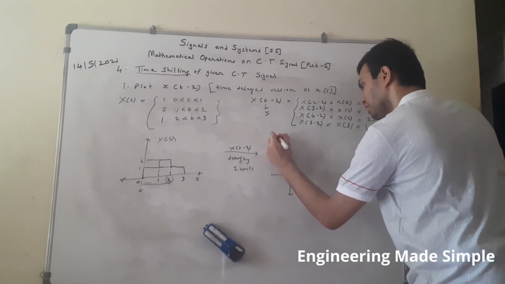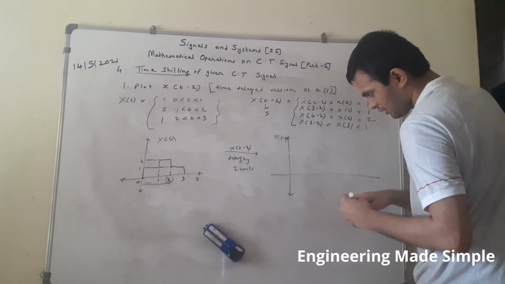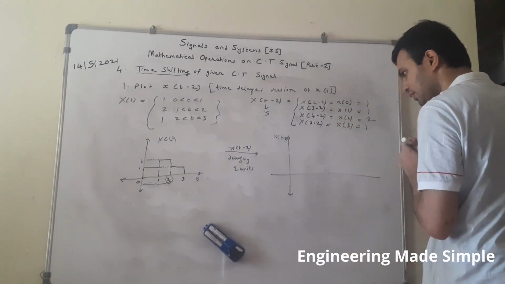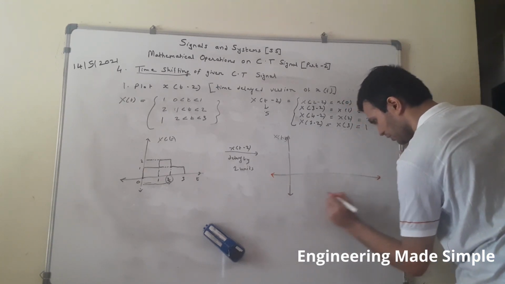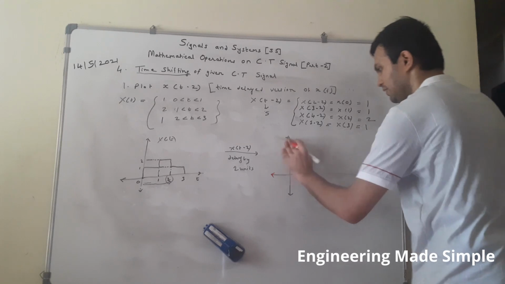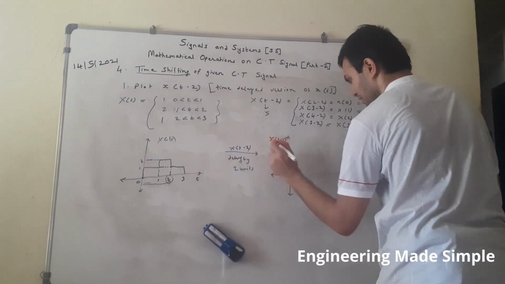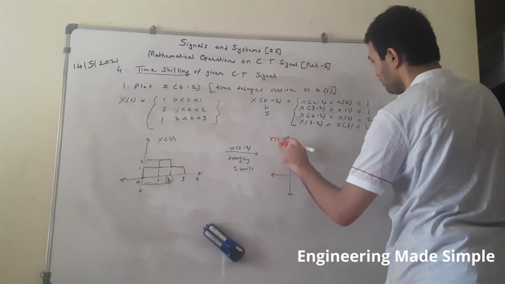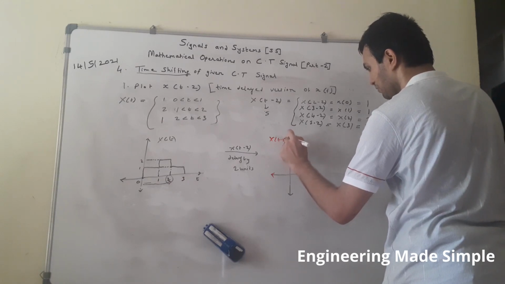So now we are plotting what is known as x of t minus 2. Let us start plotting it. I am using a different color for understanding. So this is x of t minus 2. Why I say it is delayed by 2 units, you will understand. For different values of t, we have plotted x of t minus 2, and I have shown you the calculation.